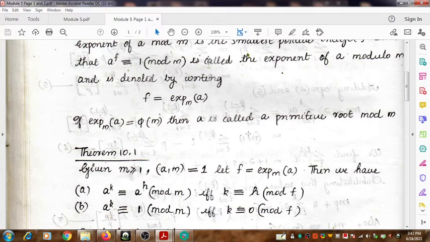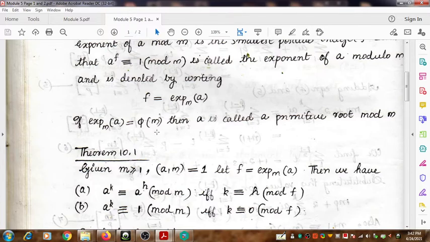So when can we say that a is the primitive root mod m, or what is the condition that a is the primitive root mod m? If the exponent of a mod m is equal to phi m. If the exponent of a mod m equals phi m, then we say that a is the primitive root mod m.